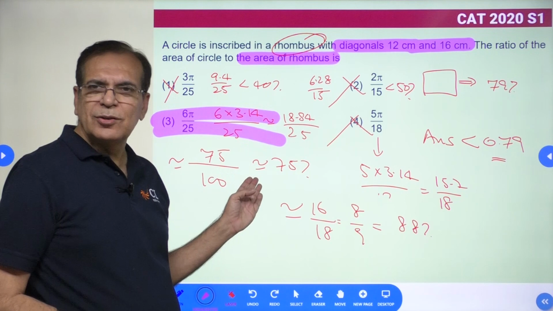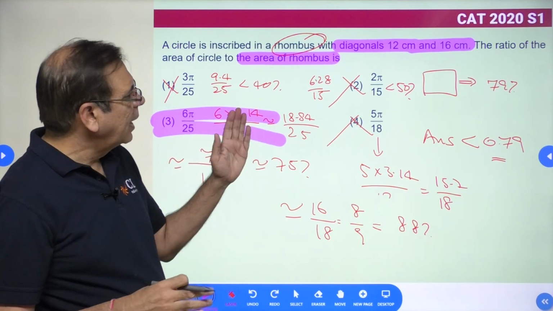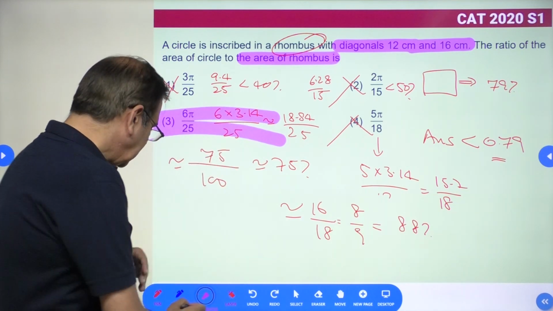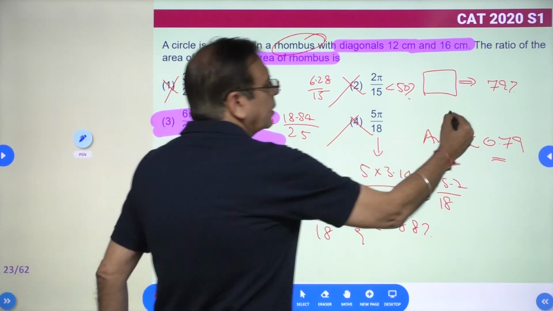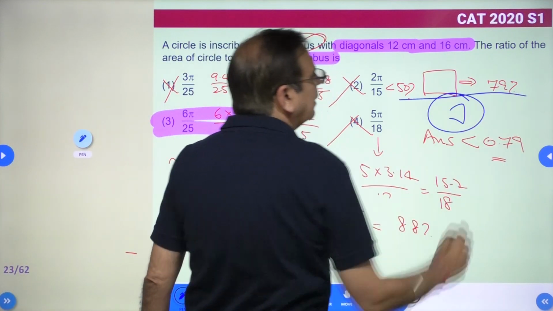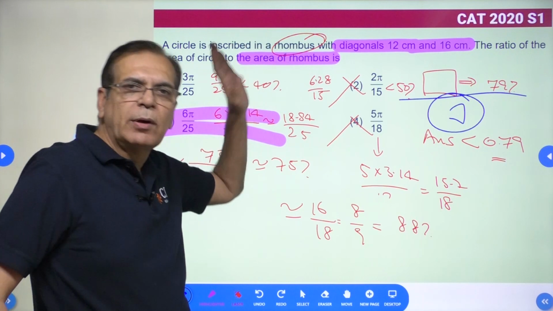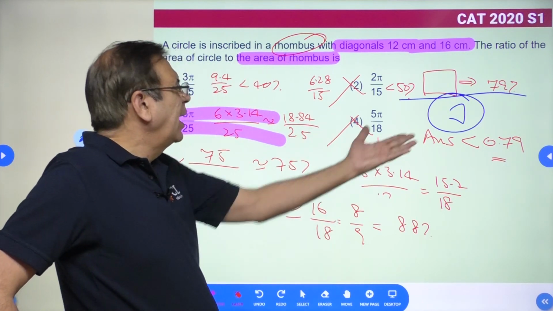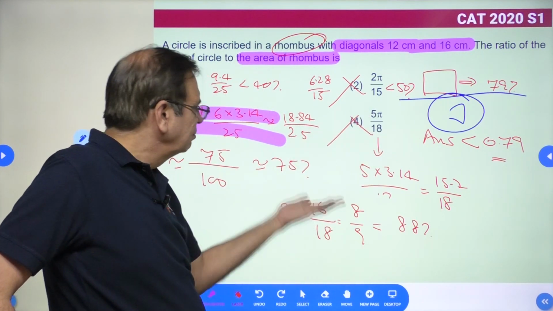So please don't waste time trying to find the answer by your conventional mathematical means. ये simple सा जुगाड़ लगाओगे that my answer should be slightly less than 79. If this was a square, the answer would have been approximately 79%. My answer should be slightly less than that, and get the answer.